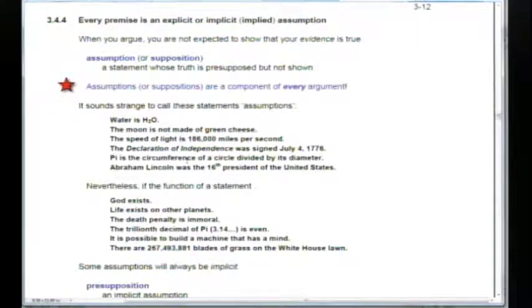Calling something an assumption is not to call it a bad name. Even if the statement is something that's unproven, as opposed to something like the speed of light is 186,000 miles per second, if its job is to supply evidence within an argument, it's an assumption. Now the thing is, not all assumptions are equal, right? Some assumptions are dubious for reasons that you'll see here in a second.